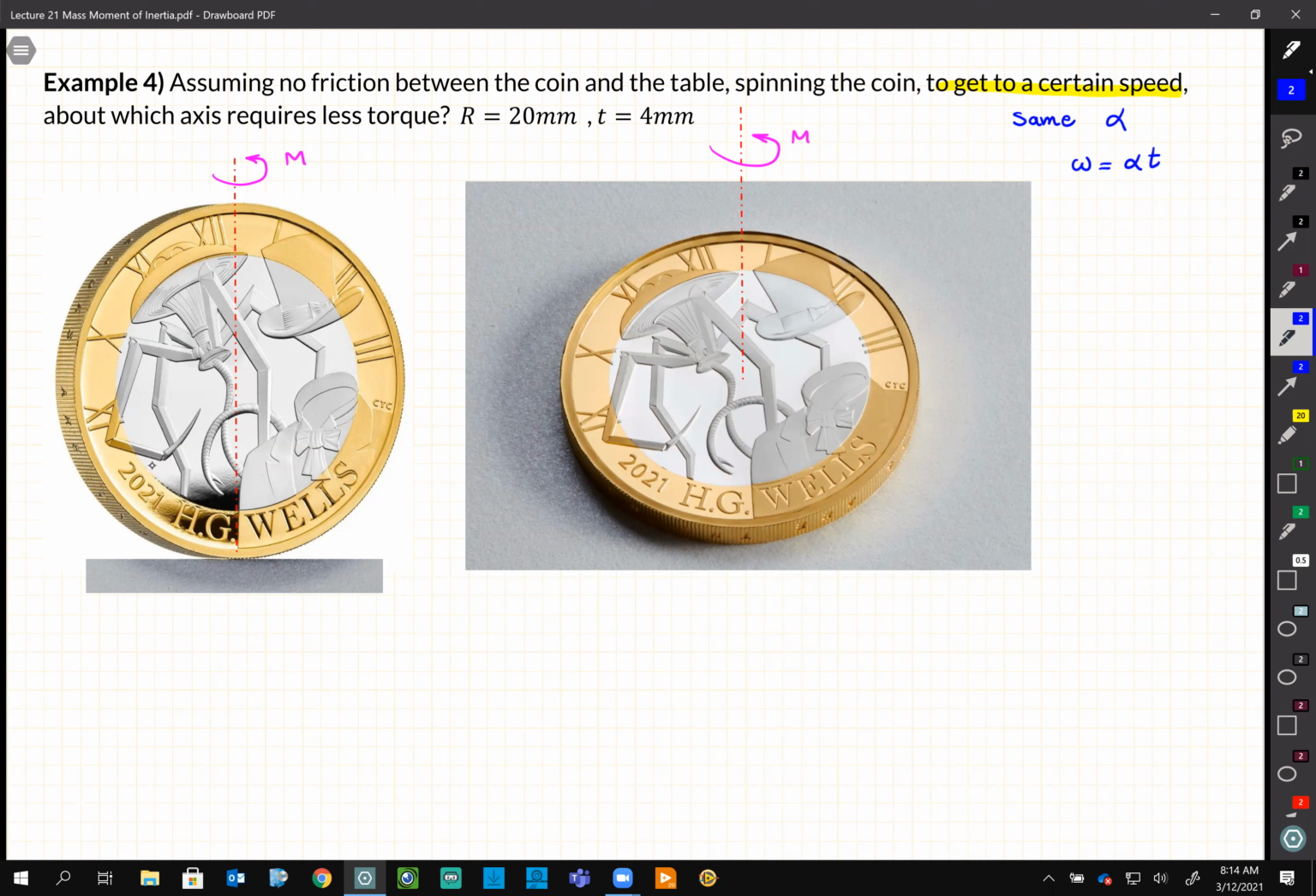So you can type it in the chat and tell me, what is your guess? Which one requires less M? Or we can ask this question. If we apply the same M, which one is going to start spinning faster? The one on the right or the one on the left? Or the flat one or the vertical one?